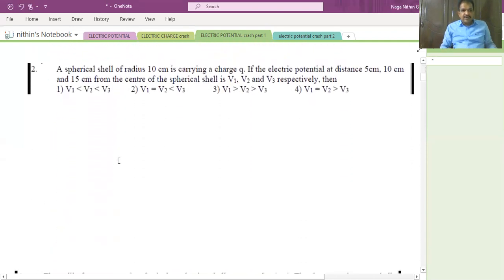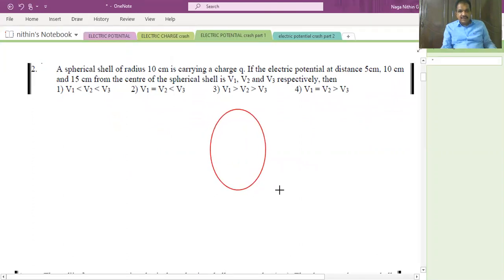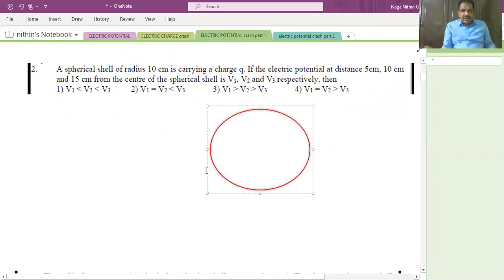See the second one. A spherical shell of radius 10 centimeter is carrying a charge Q. If the electric potential at distance 5 centimeter, 10 centimeter, and 15 centimeter from the center of the spherical shell is V1, V2, and V3 respectively, what is the relation between them? Okay, there is a sphere like this. The radius of the sphere is 10 centimeter.